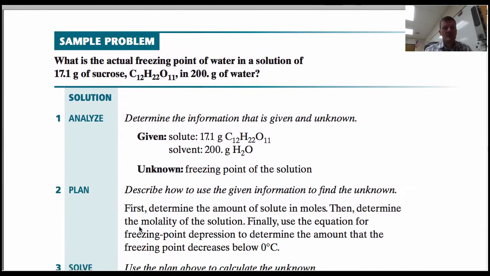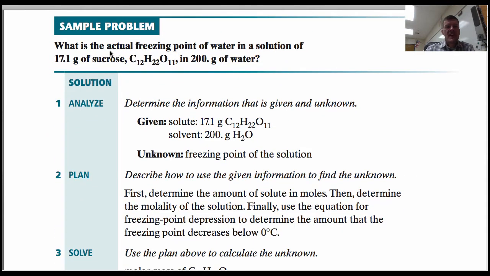Let's look at an example here. What is the actual freezing point of water in a solution of 17.1 grams of sucrose in 200 grams of water? Now, the normal freezing point for water is 0 degrees Celsius. We want to know how much it is going to go down by if you add 17.1 grams of sugar into the 200 grams of water. It's real simple. Here's your formula. You'll always have the formula, don't worry.